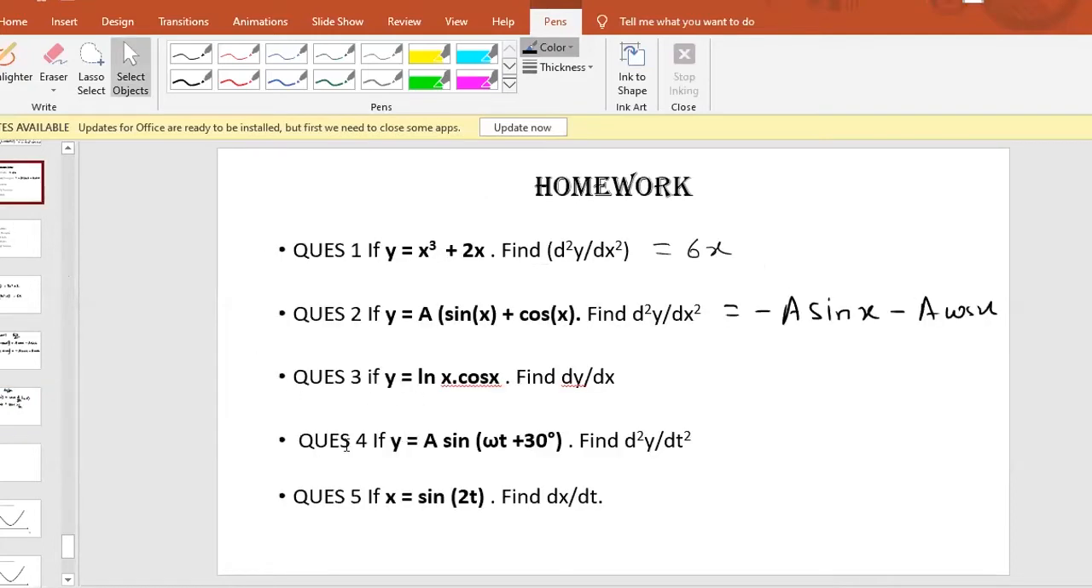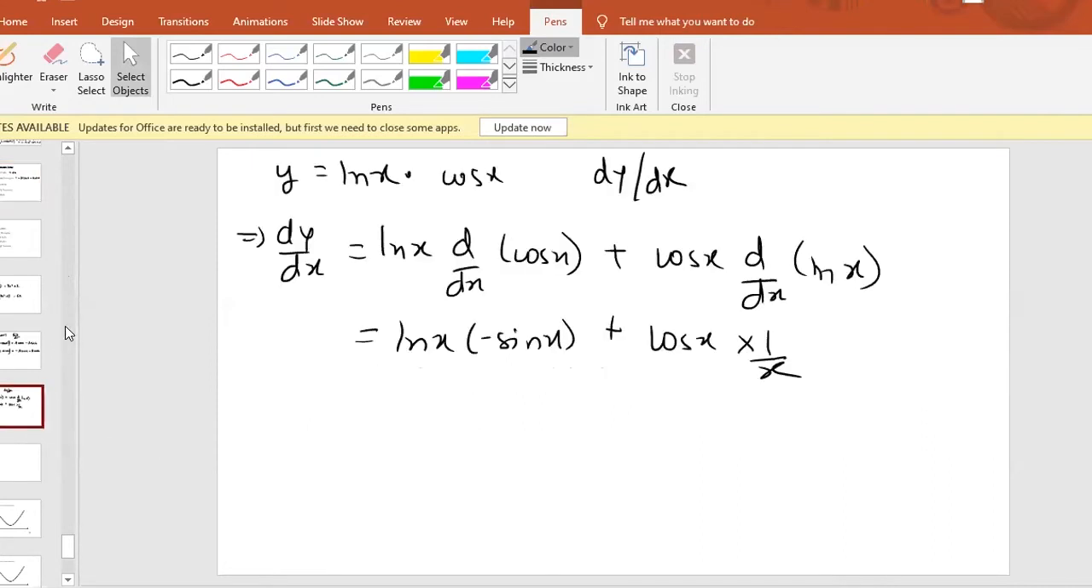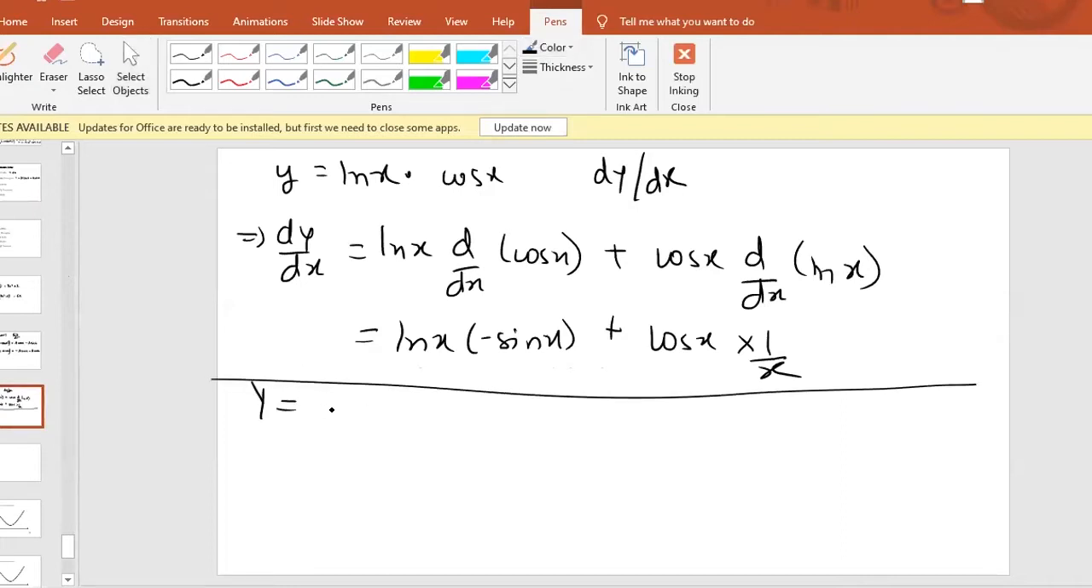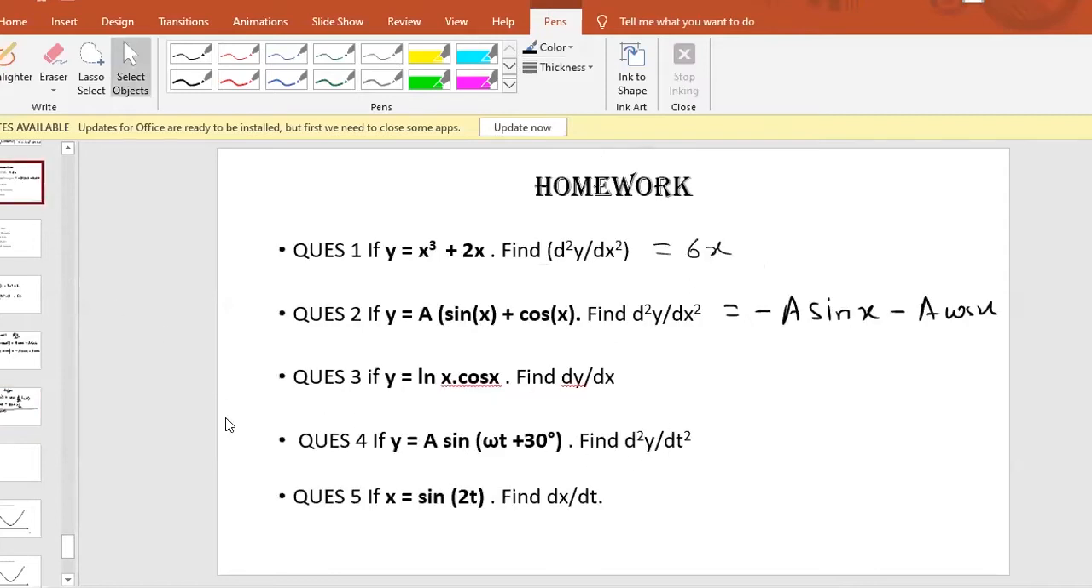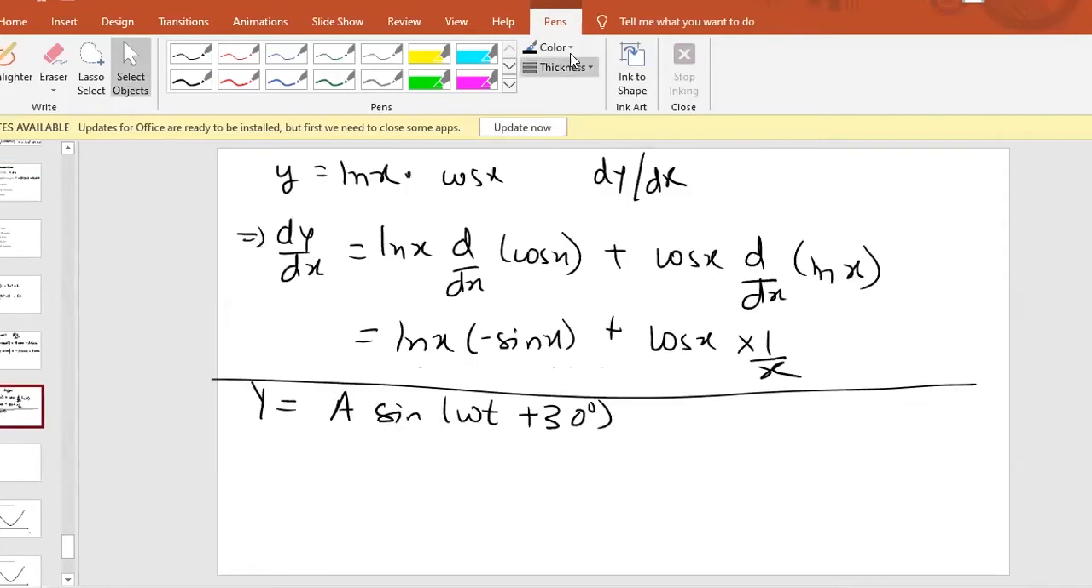Fine. Fourth problem, y is equal to a sin omega t plus 30 degree. And what we need to find? We need to find d square y by dt square.